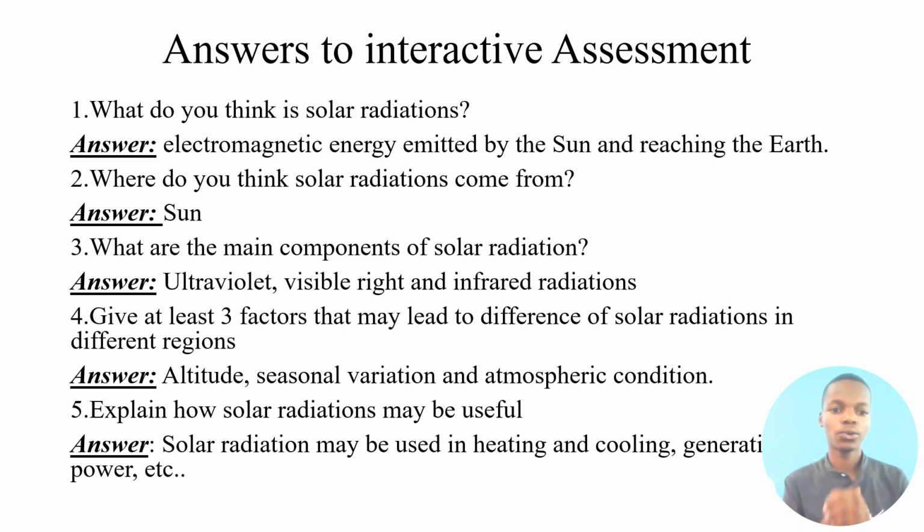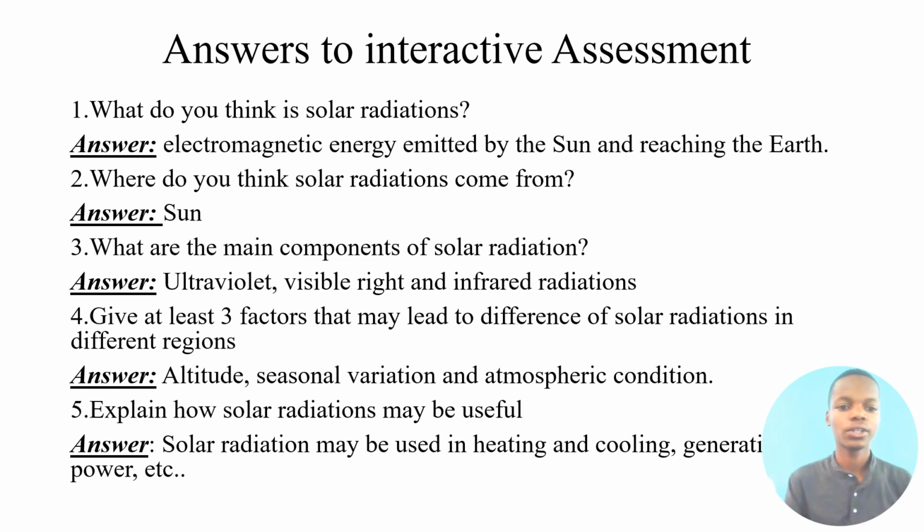Question 2 was asking, where do you think solar radiation comes from? We have seen that the main and only source of solar radiation is the sun. The sun is the primary source of solar radiation. The third question was asking what the main components of solar radiation are. The answer is that there are three: ultraviolet, visible light, and infrared radiation.